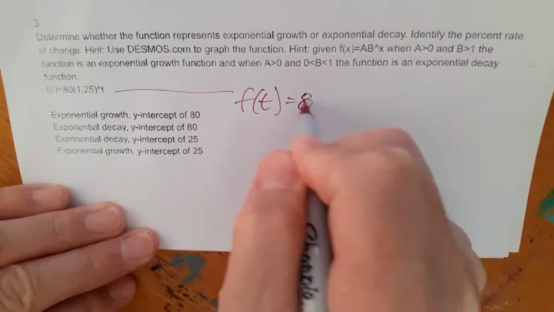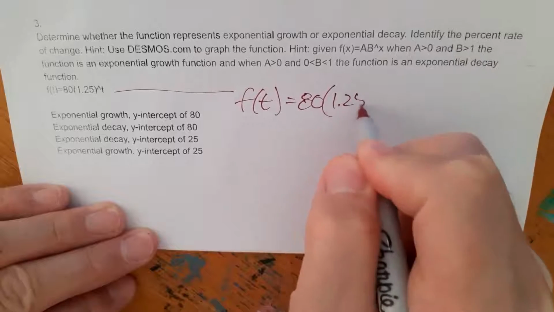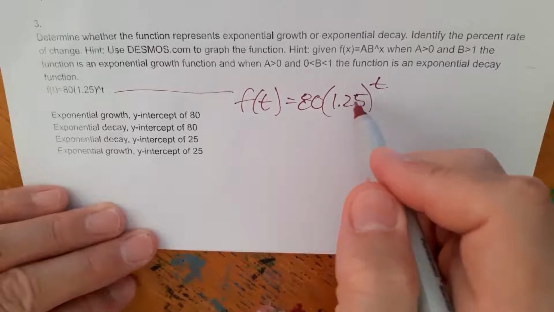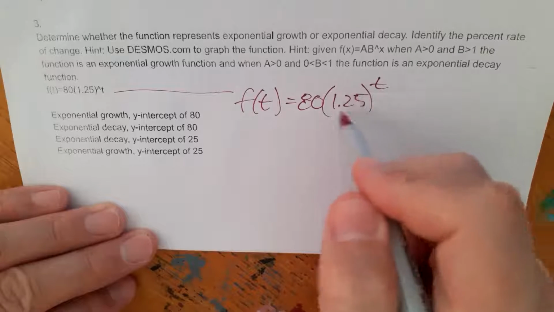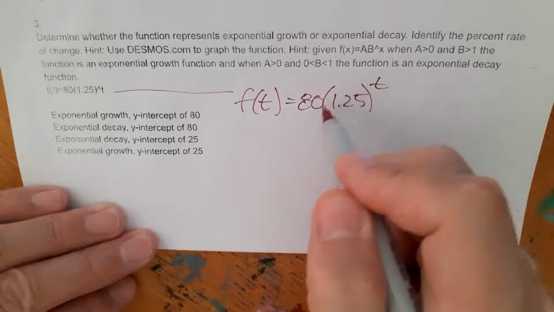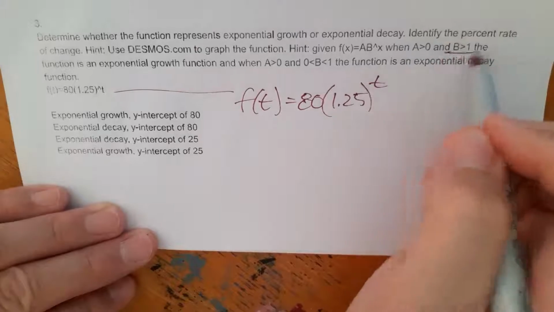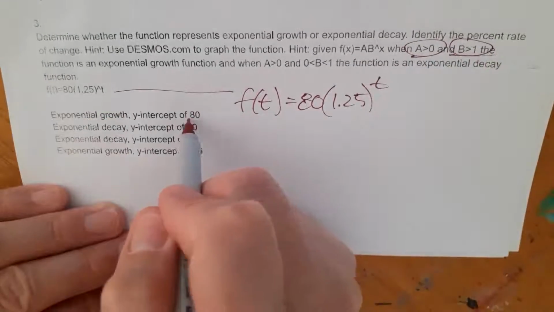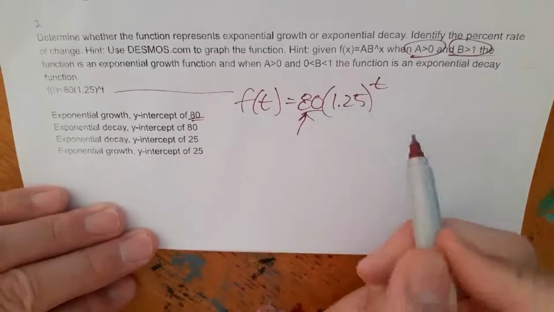Okay, so here's our next function. f of t equals 80 times 1.25 to the t. Do we already know that b is greater than 1 right here? So I know it's exponential growth, right? b is greater than 1, and a is greater than 0. Exponential growth, and I know it's passing through 80 because that's its starting point right there.